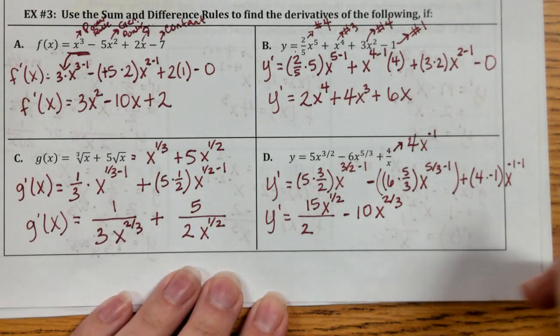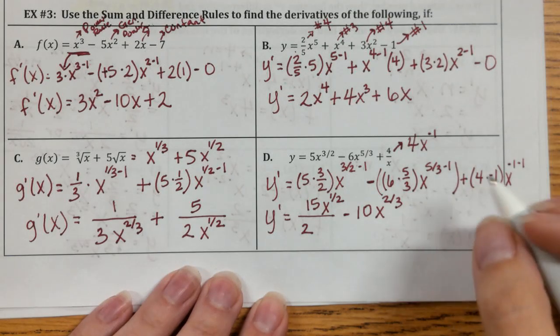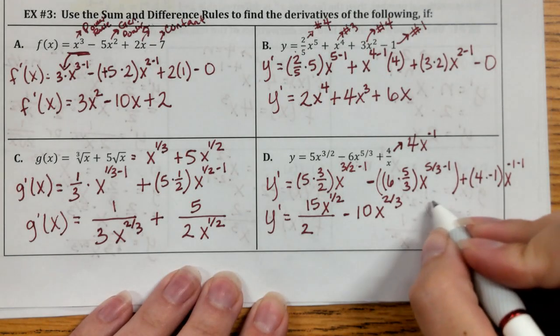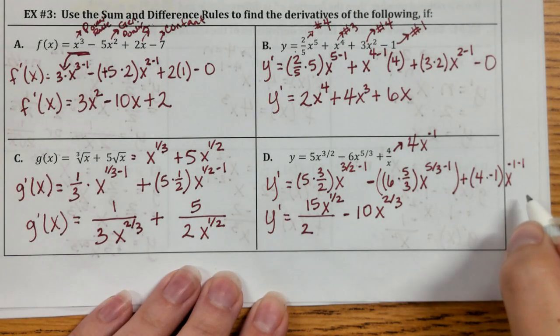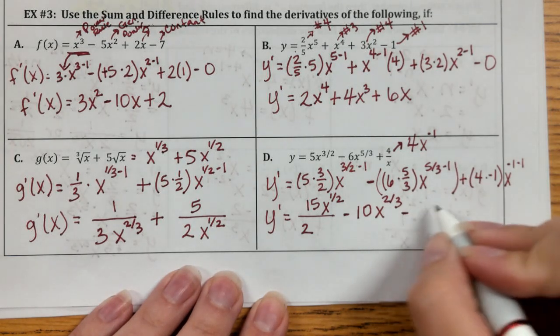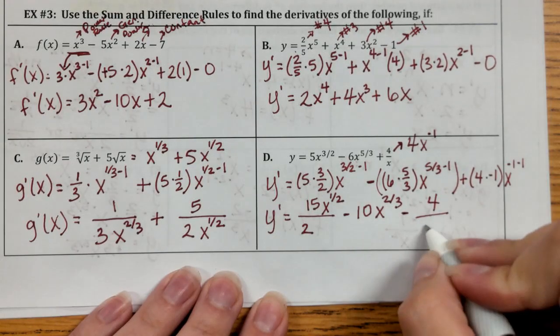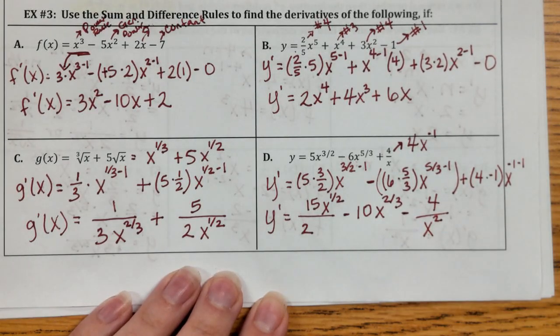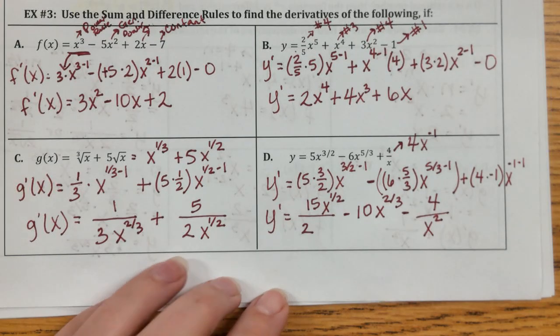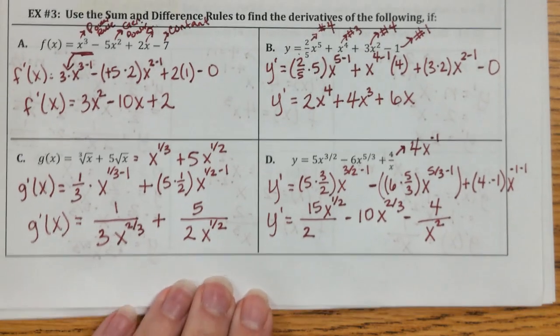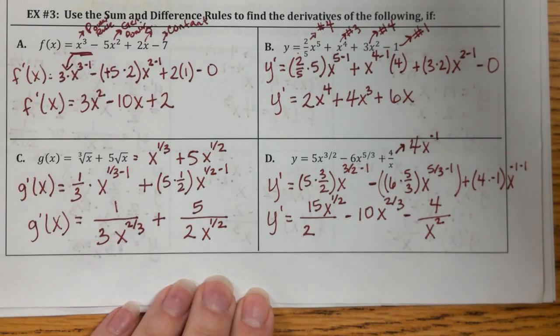And then this one. Okay, so I have 4 times negative 1, which is negative 4. And then this is x to the negative 2 power. So let's write this as a fraction instead. That is negative 4 over x squared. And boom, we have a y prime. Not too bad, right?